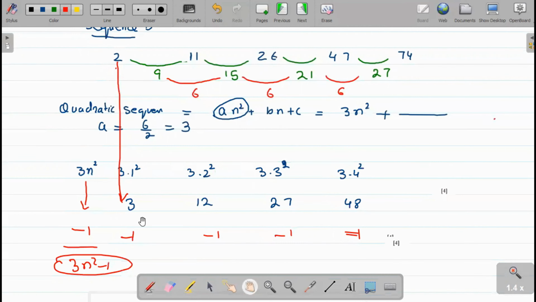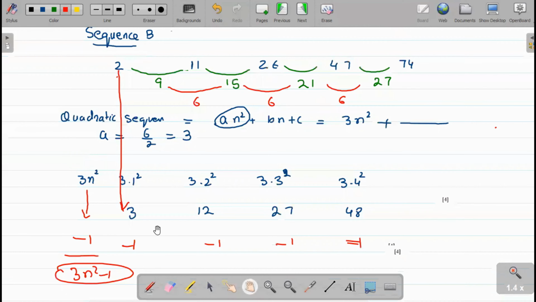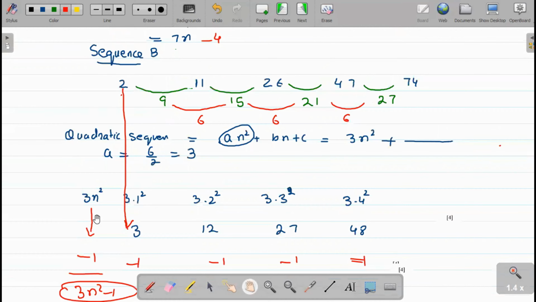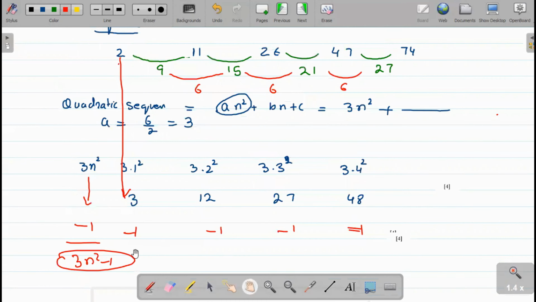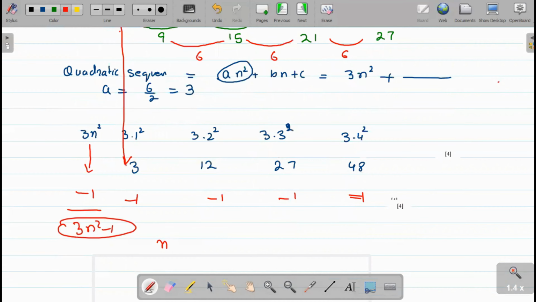You can see here, we can find all terms by taking 3 into 1 square, 3 into 2 square, and by subtracting 1, we get the answer of the sequence. Then we subtract 1 from 3n square, we get the nth term. This is the nth term. The quadratic sequence is 3n square minus 1, that is the answer. Now let's go to the next question.